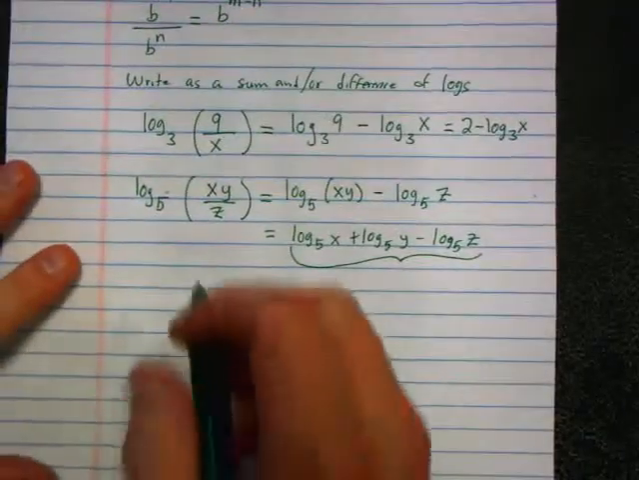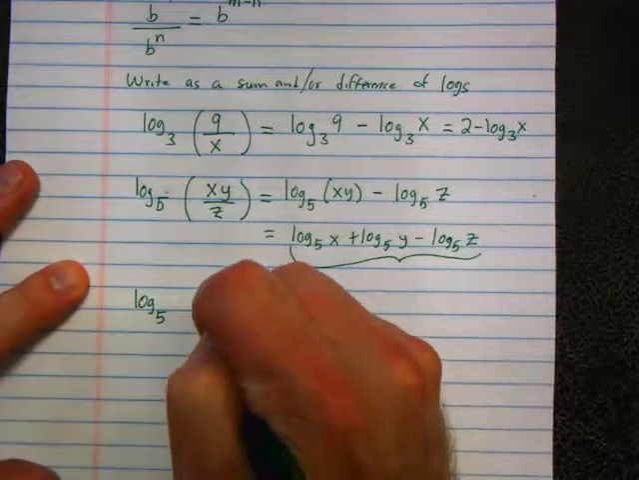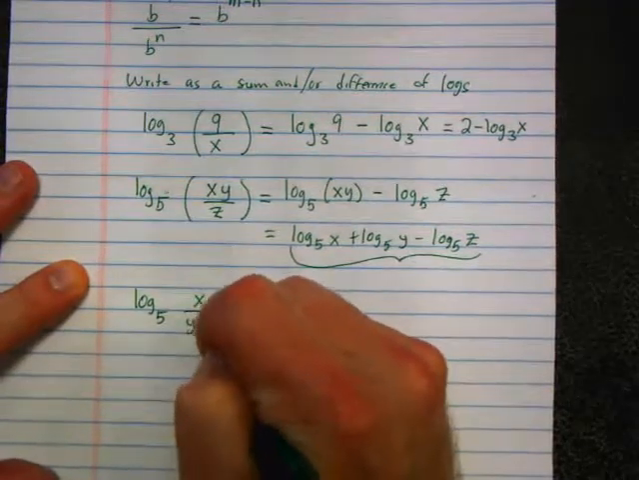What if I change this one just a little bit? What if I made it log base 5 of x over yz?